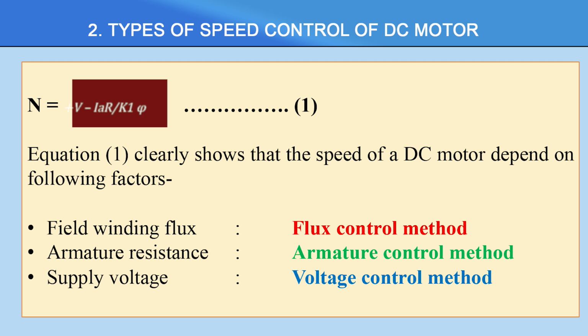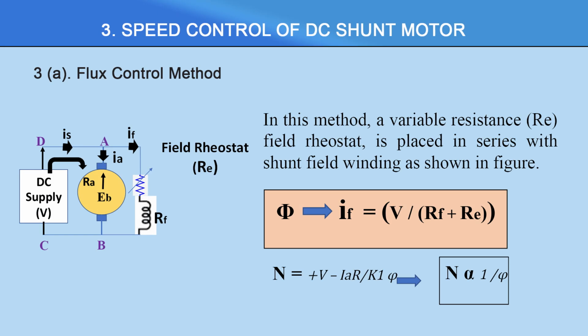So, based on these three terms on which the speed depends, the three speed control methods are defined here: flux control method, armature control method, and voltage control method. Now, speed control of the DC shunt motor. We will first discuss the speed control of the DC shunt motor, then we will discuss the speed control of the DC series motor. Coming to the speed control of the DC shunt motor, the first is the flux control method. There are three methodologies for speed control.